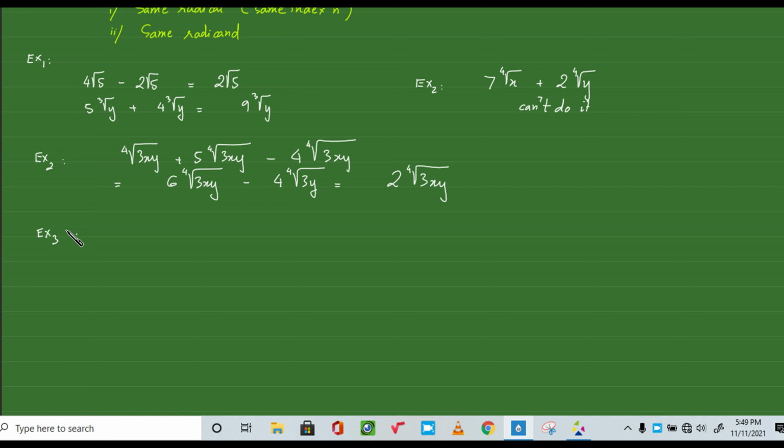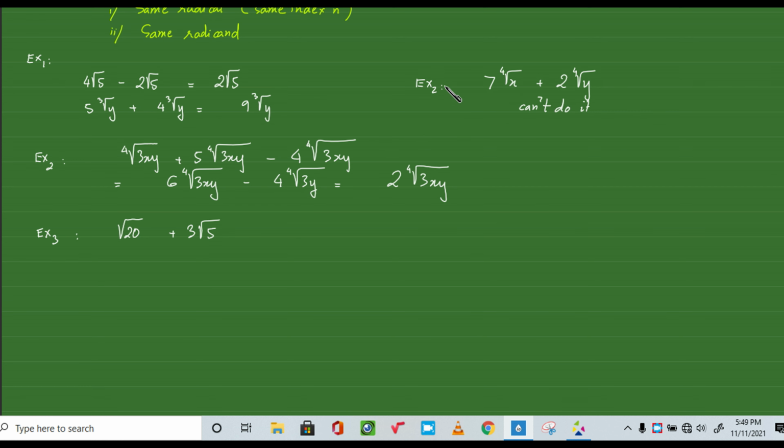Now in the third example, what if I have something like this? I have square root of 20 plus 3 square root of 5. Maybe some of you look at this one and you see that the radical is the same, because it's the same type of root, square root. But the thing is that the radicand is not the same. So probably some of you just jump to the conclusion and say that we cannot do it.